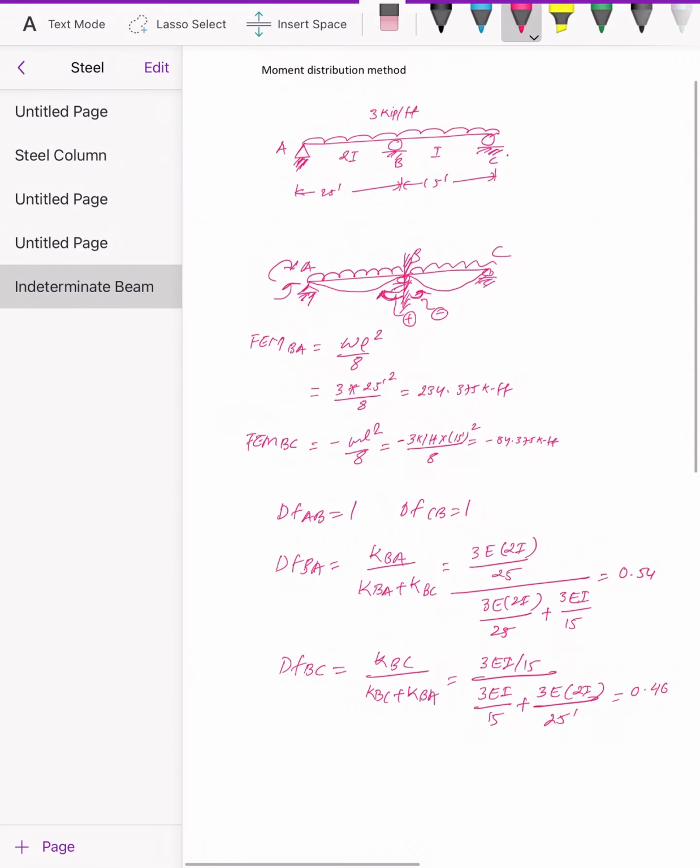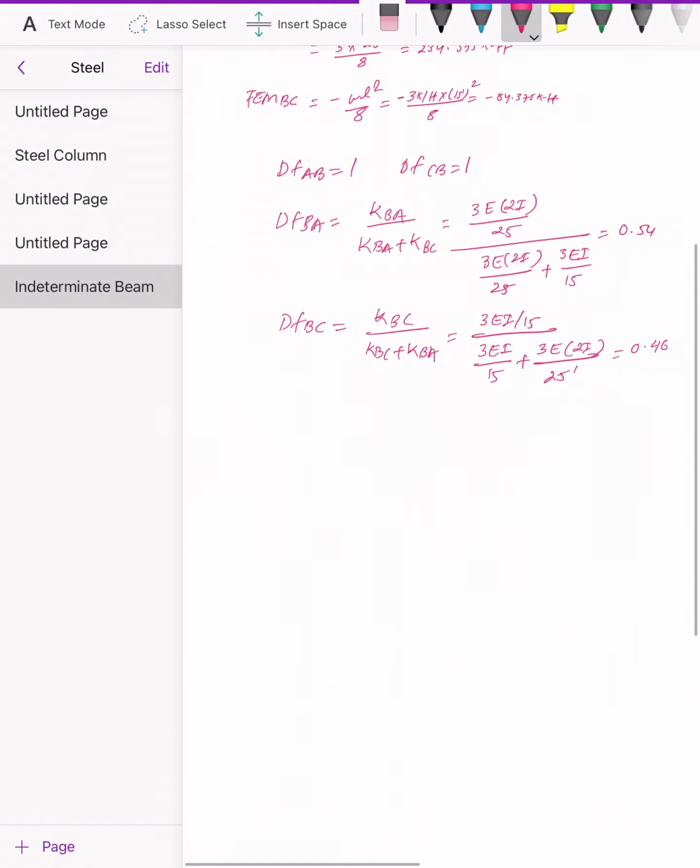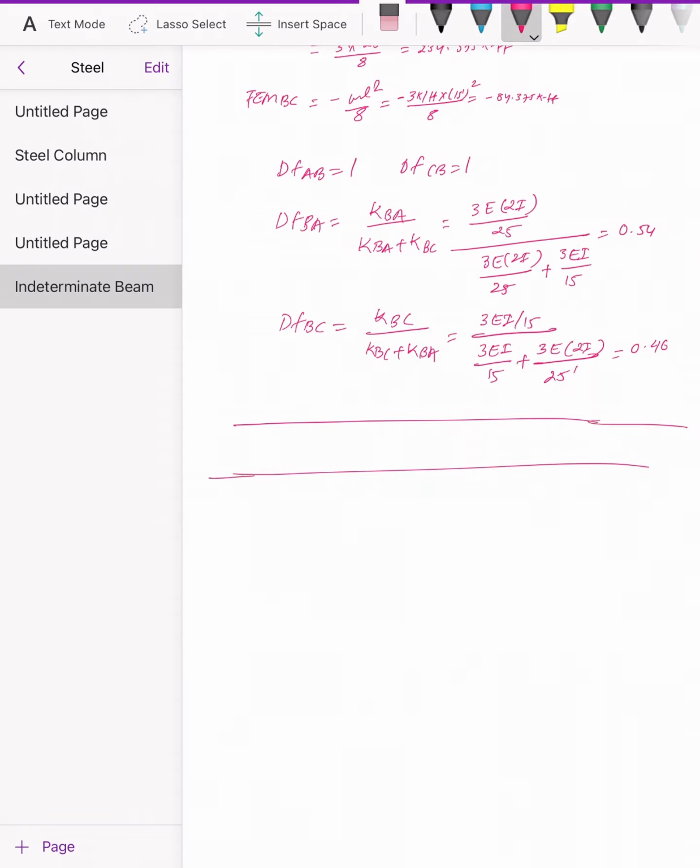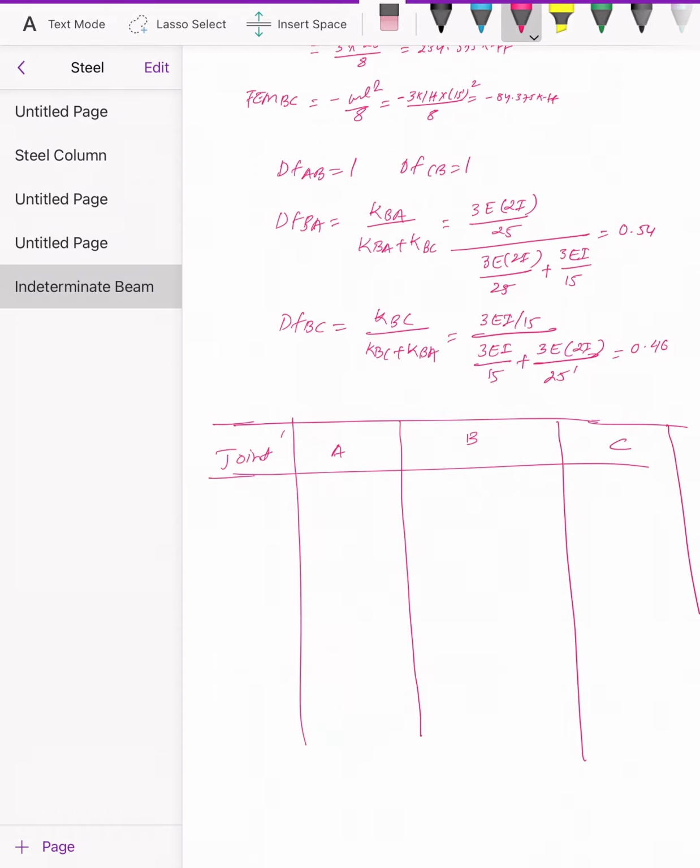We have our distribution factor, we have our fixed end moment. So we will now make a table. Let me make a simple table here. All right. Okay, so let's say this is my joint. First of all, joint A, right? We have joint A, we have joint B, and joint C.